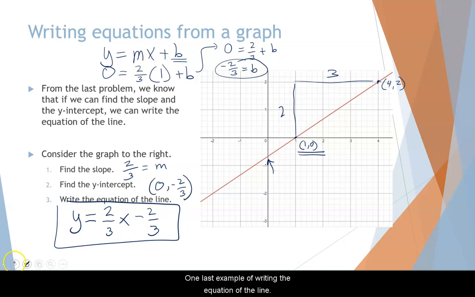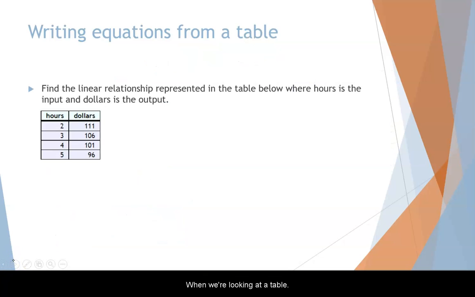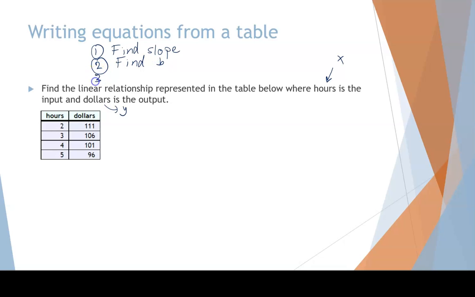One last example of writing the equation of the line is when we're looking at a table. We want to find the linear relationship represented in the table below, where hours is the input and dollars is the output. Hours being our input, meaning that's kind of our x value, and the dollar output is our y value. So again, what I want to do is I want to find the slope, and find the y-intercept. I'm going to say find b, and then write the answer.